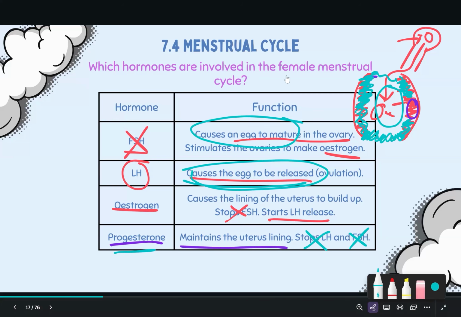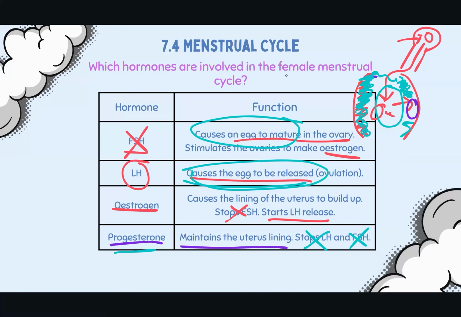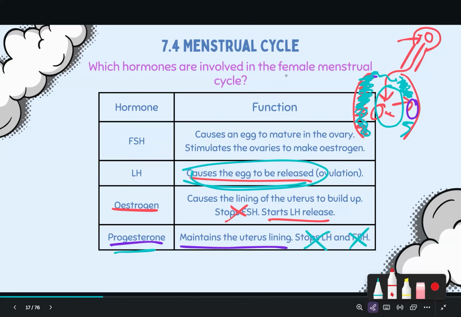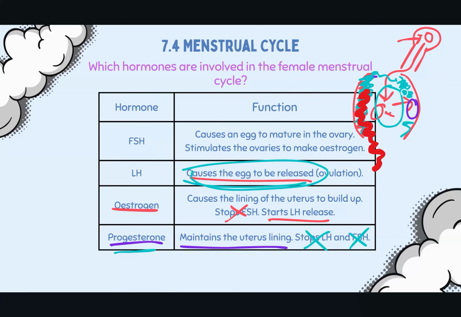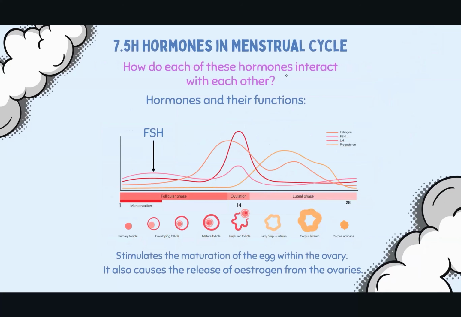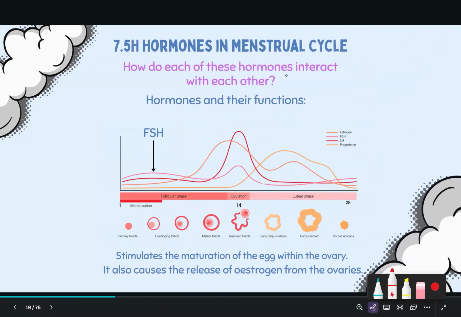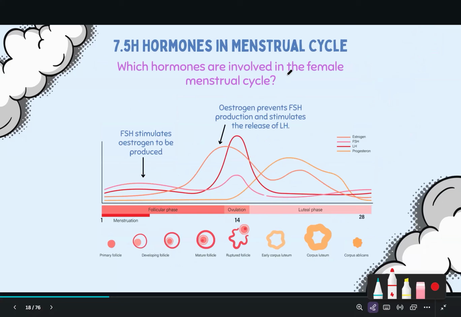Now, if it's not a pregnancy, the progesterone levels start decreasing, which means FSH starts to be produced. So another egg is matured and the whole cycle starts again. And the uterus lining breaks down and the menstrual cycle starts, as in the period starts. Right, so this is exactly what's being said here. So FSH, oh sorry, just one thing I should point out.